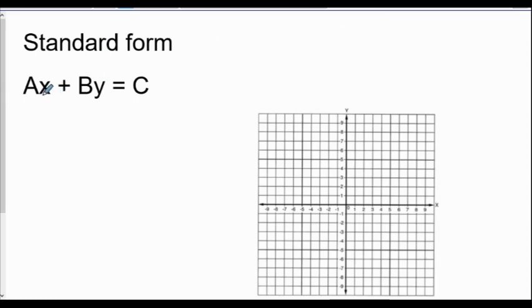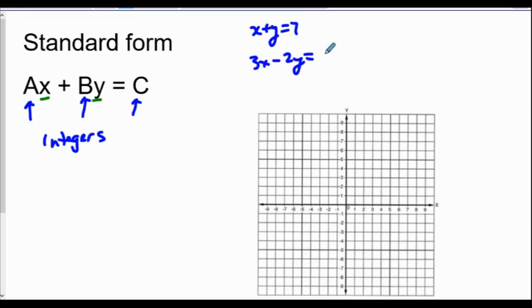What does it mean? Well, it has an x and a y value, and it has typically three numbers. These numbers are typically integers, and they're in this format. So we have a number before the x, a number before the y, and we have another number on the other side of the equal sign. Now remember that if there's nothing written here, it's probably a 1. Okay, so an example is x plus y equals 7. That works.